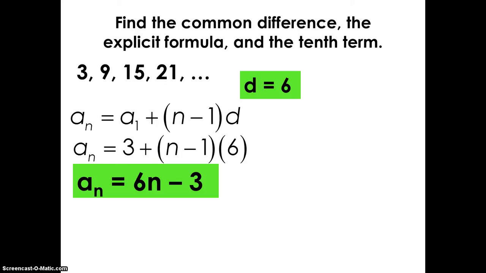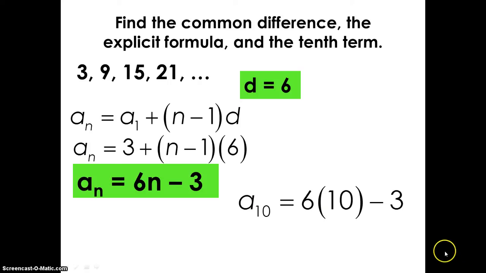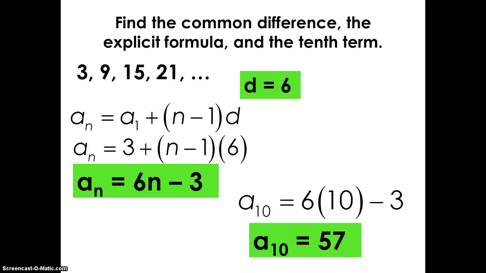Now it tells me to find the 10th term. Well, n stands for the term that you're looking for. So just like evaluating functions, all I'm going to do is plug in the number 10 for the letter n. And so I'm going to plug in 10 everywhere the n was, and now I simplify and I get a sub 10 is equal to 57. So my 10th term in this sequence will be 57.